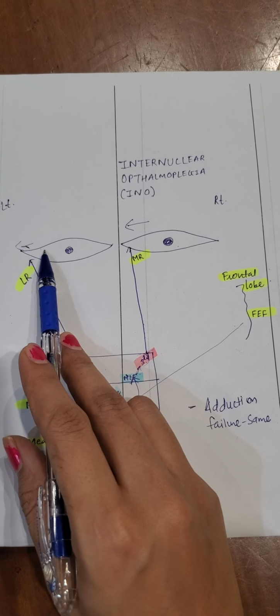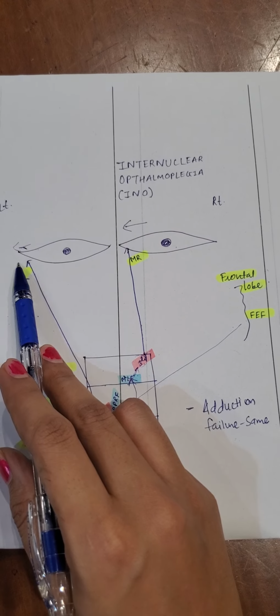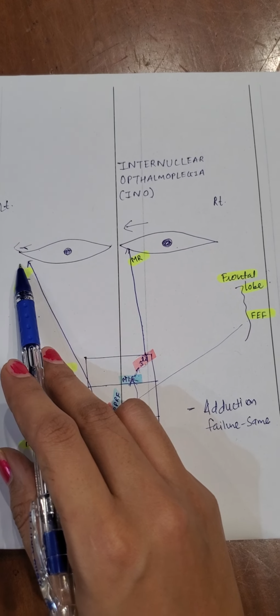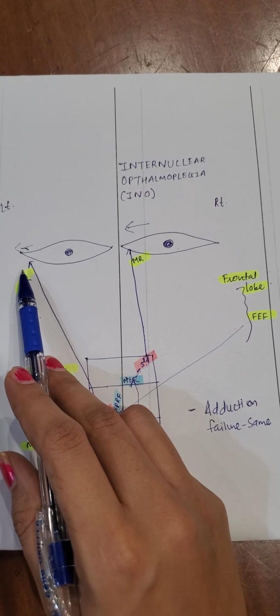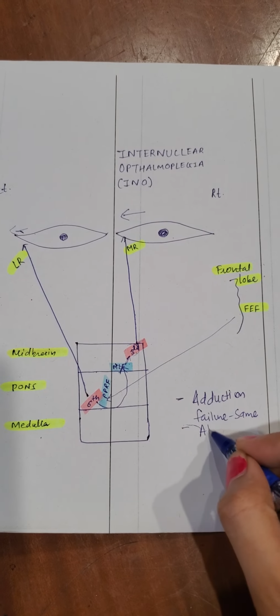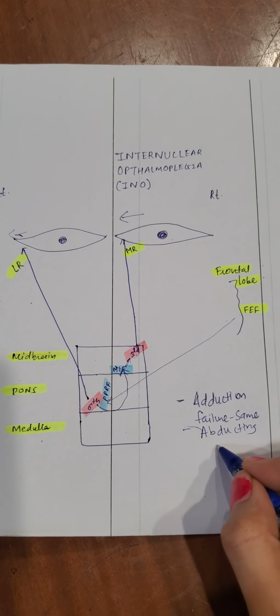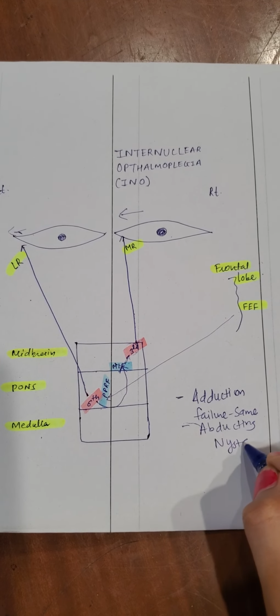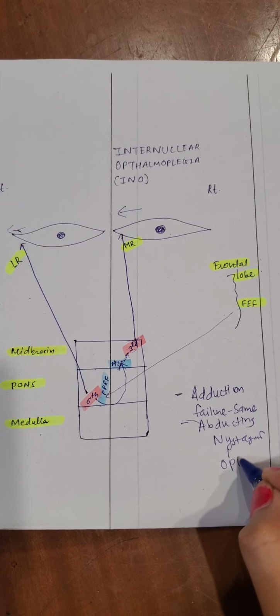So I will look to the left side, but there will be nystagmus due to the lack of fixation. Okay, so abducting nystagmus on the opposite side.